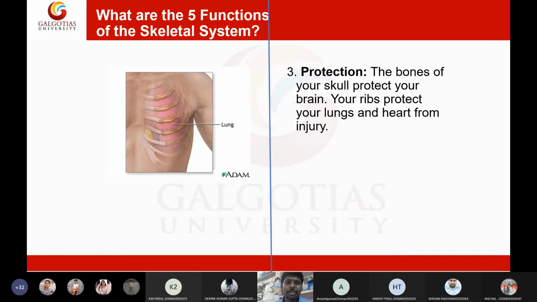The skeletal system also provides protection to vital organs such as the lungs. Lungs are embedded within the rib cage, so they are protected by the rib bones and won't get damaged. It also protects the heart and lungs within the chest cavity. That is all about the protection function.